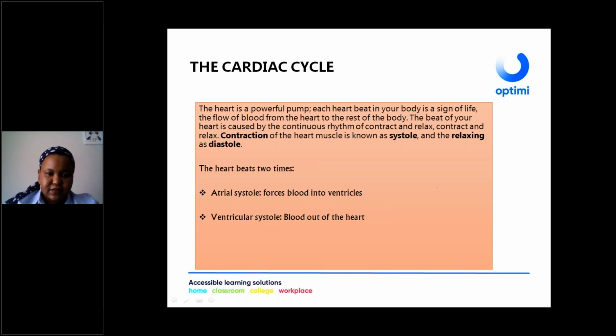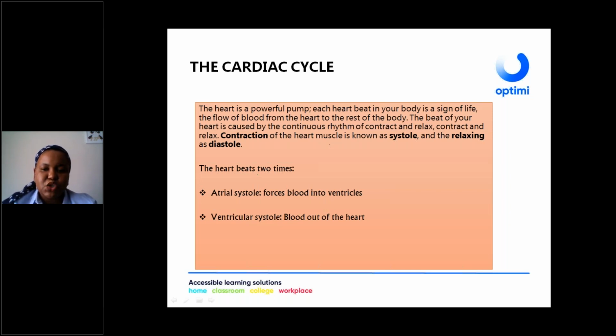The cardiac cycle shows us how blood travels, how it's able to go from the atrium into the ventricle. Okay, so the heart is a pump, right? It pumps blood into and away from the heart into other parts of the body. So the beat of your heart is caused by the continuous rhythm of contraction and relaxation of the muscles. Okay, and the contraction of the heart muscle is known as systole, and the relaxation is known as diastole.